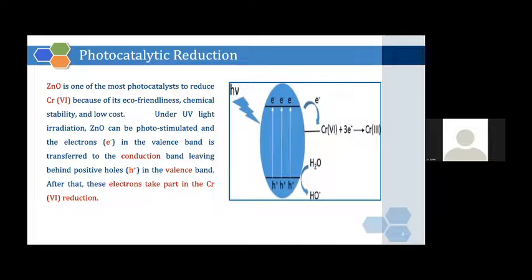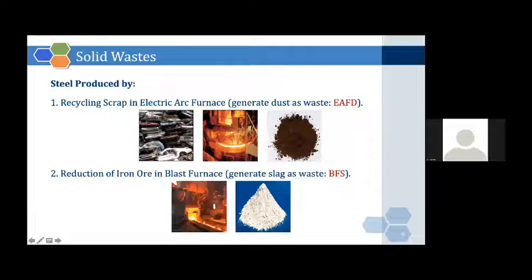Zinc oxide is one of the most used photocatalysts to reduce hexavalent chromium because of its eco-friendly chemical stability and low cost. Under UV light irradiation, zinc oxide can be photostimulated, and the electrons in the valence band are excited to the conduction band, leaving behind positive holes. These electrons take part in the hexavalent chromium reduction.